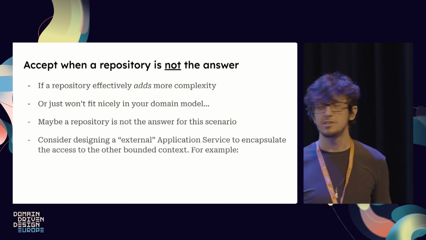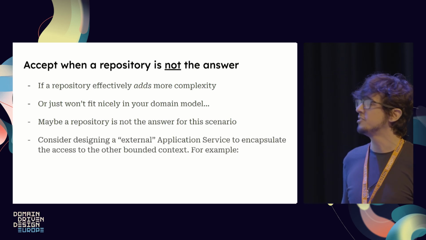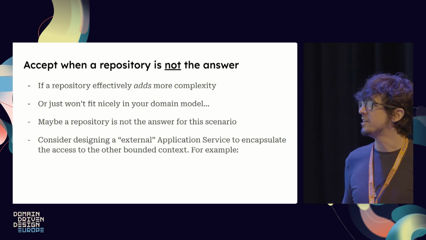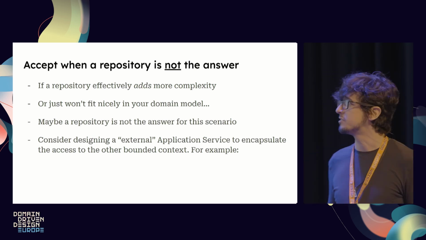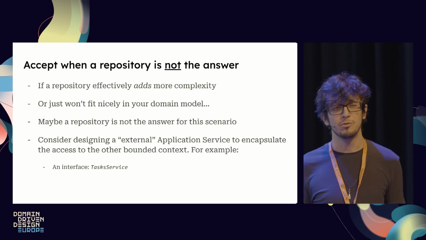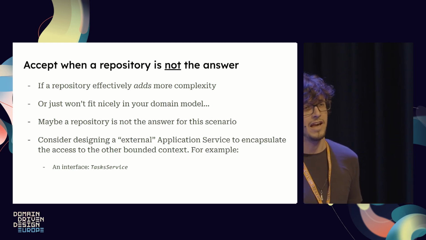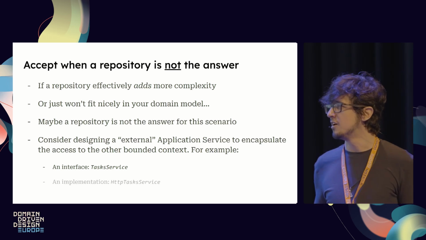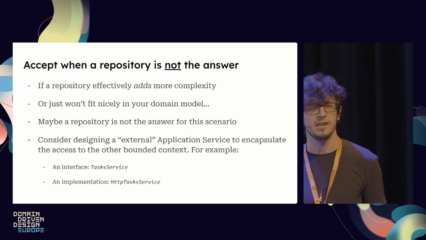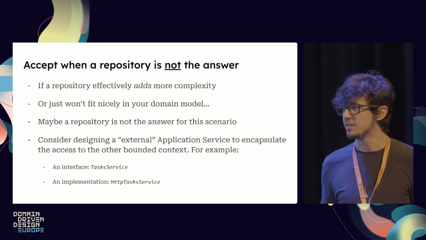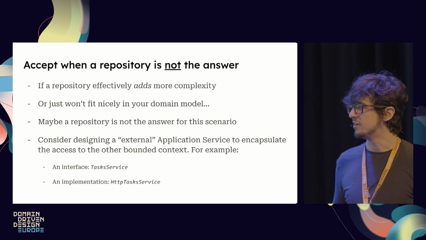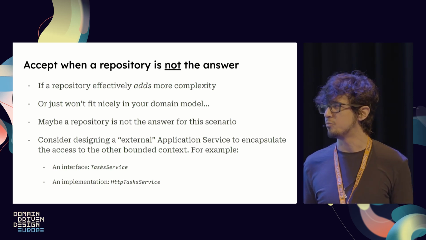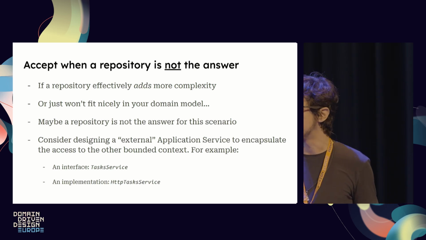And if it is the case, consider implementing an external application service, kind of similar to what we do with service-oriented architecture, that encapsulates the access to that other bounded context. For example, in this example, if the task repository is actually adding more complexity than removing, we could create an interface called task service, and then create an implementation called HTTP task service or API task service that will actually interact with that external service for us without needing to respect all the rules that we would expect from a repository.